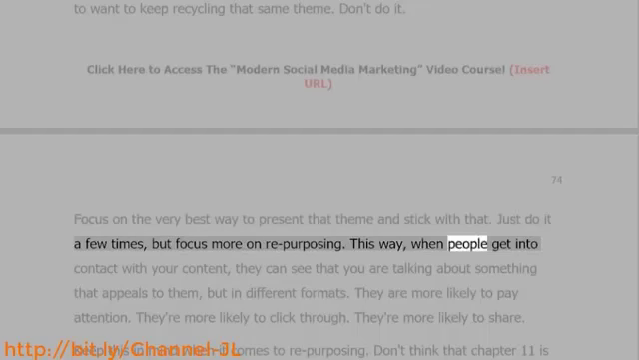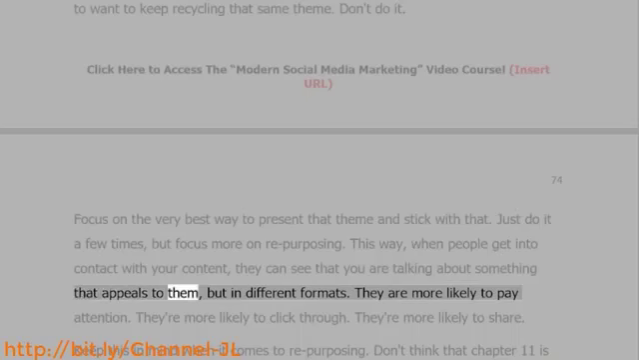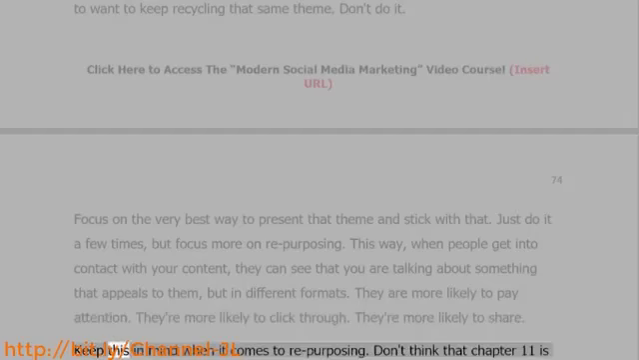This way, when people get into contact with your content, they can see that you are talking about something that appeals to them, but in different formats. They are more likely to pay attention. They're more likely to click through. They're more likely to share. Keep this in mind when it comes to repurposing.